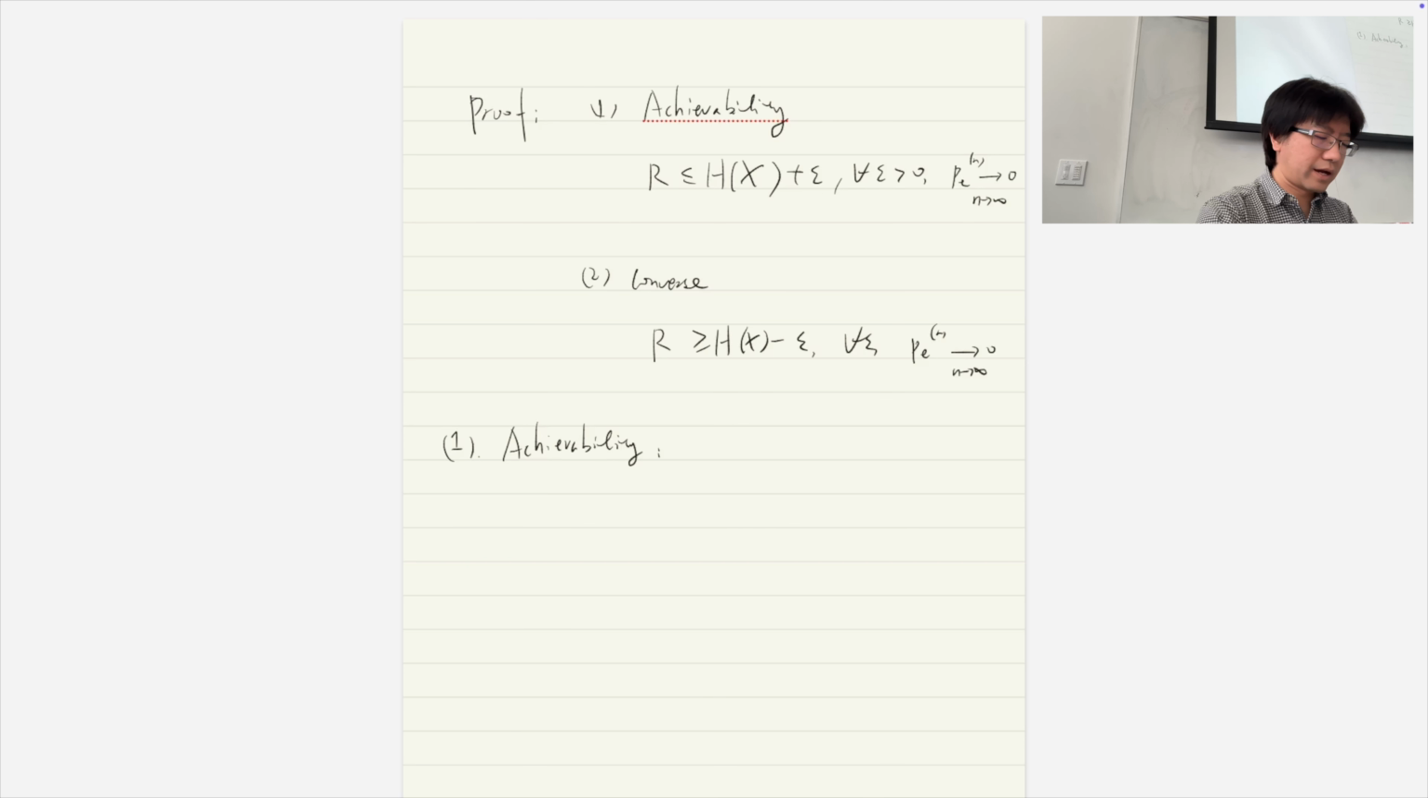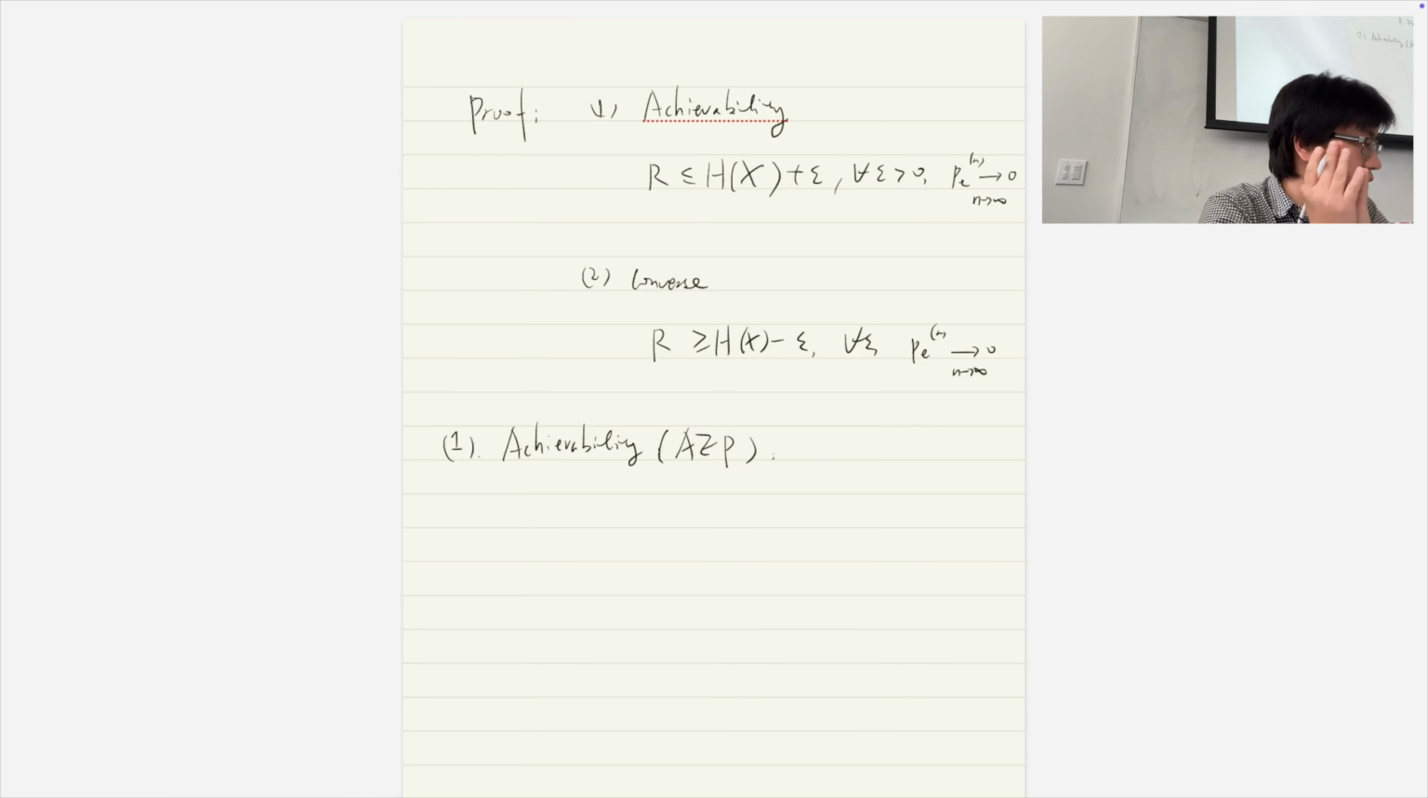I kind of mentioned that to some of you before. We're going to use a property of AEP here. The important thing is that for the achievability, we always use AEP. And for the converse, we use the 4 inequalities that we talked about. Of course, sometimes we use some of the inequalities for the achievability as well, but more or less it's like that. Achievability, we use AEP. Converse, we use the 4 important inequalities.